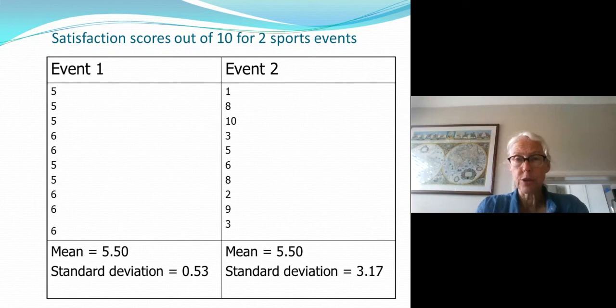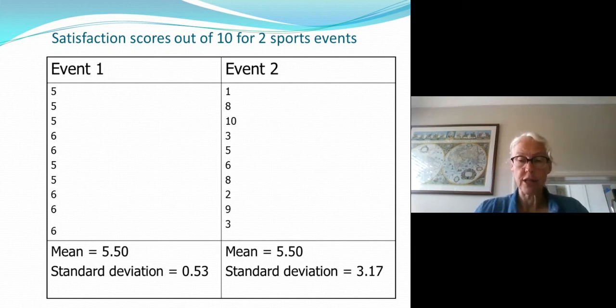So event 2, actually the mean is the same. It's still 5.5, but you can see the answer options are really diverse. Someone scored it 1, they really weren't satisfied, and someone scored it 10, they were very satisfied. But it's quite varied. And this is why we report the standard deviation.